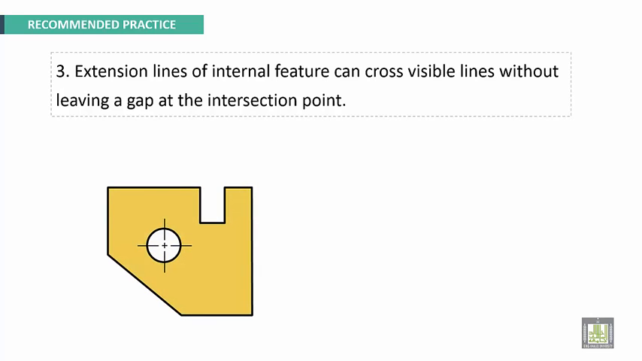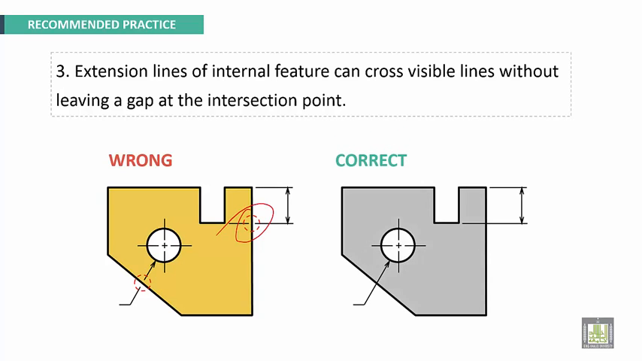Extension lines of an internal feature can cross visible lines without leaving a gap at the intersection point. In this example, this is wrong. We should not make a gap here. These lines should not be broken. This is good. And here also, this is good.